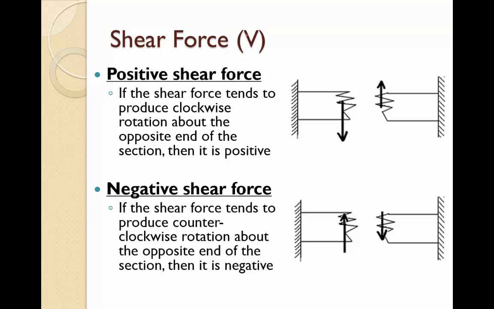We also have a shear force. The shear force is symbolized with a capital V. A positive shear force, if we hold the beam at this side, produces clockwise rotation around the opposite end. Likewise, if we were to analyze the right of the beam, the positive shear force would produce clockwise rotation around that side. Negative shear force then produces counterclockwise rotation around the opposite side. Please remember, we are always assuming the positive senses on these.